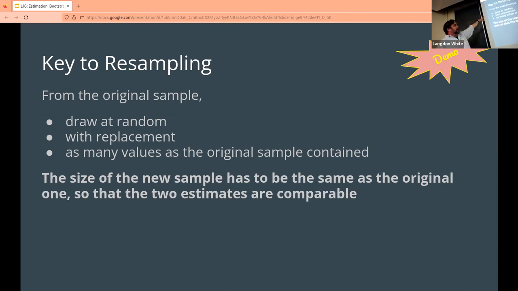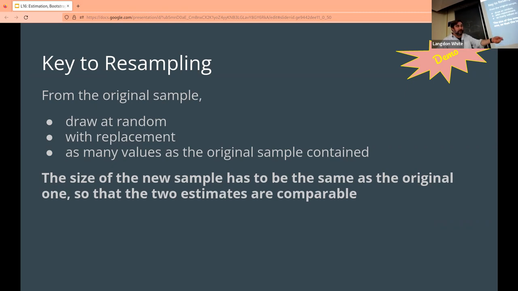When we're resampling, we have to make sure we draw at random. We have to make sure we do it with replacement and as many values as the original sample contained, okay? I didn't mention that in the earlier slide, but in other words, if my sample is 300, I need to resample 300 again, and with replacement. That makes the likelihood that I get that 365,000 every time much lower, because I'm getting the same sample size.